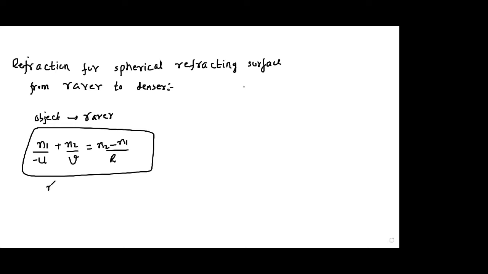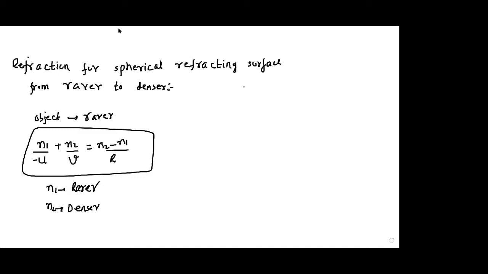What was n1? Was n1 the refractive index of the rarer medium or that of the denser medium? n1 is always the refractive index of the rarer medium, and n2 was the refractive index of the denser medium. See the notation in which we are deriving all these relations. In that notation, your n1 is always the rarer and your n2 is always the denser medium. So this is what we did in the last class.